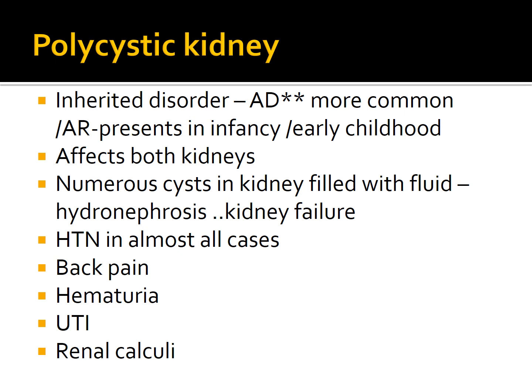This affects both the kidneys. There are numerous cysts in the kidney. A cyst means a sac filled with fluid. So with numerous cysts, wherever cysts are there, the kidney will not function properly. So they have impaired renal function and they have hydronephrosis. In almost all cases they will have hypertension, and clinically they have back pain, hematuria, urinary tract infection and renal calculi.